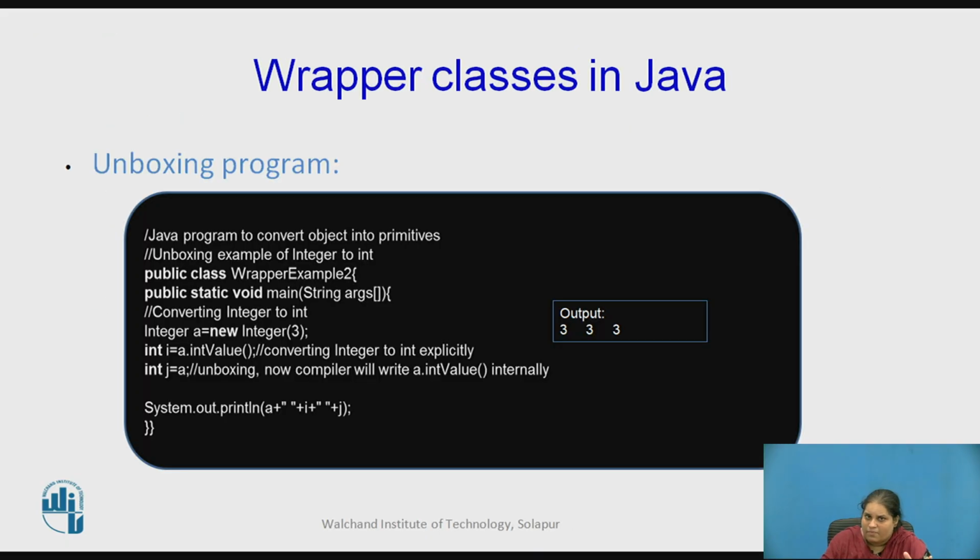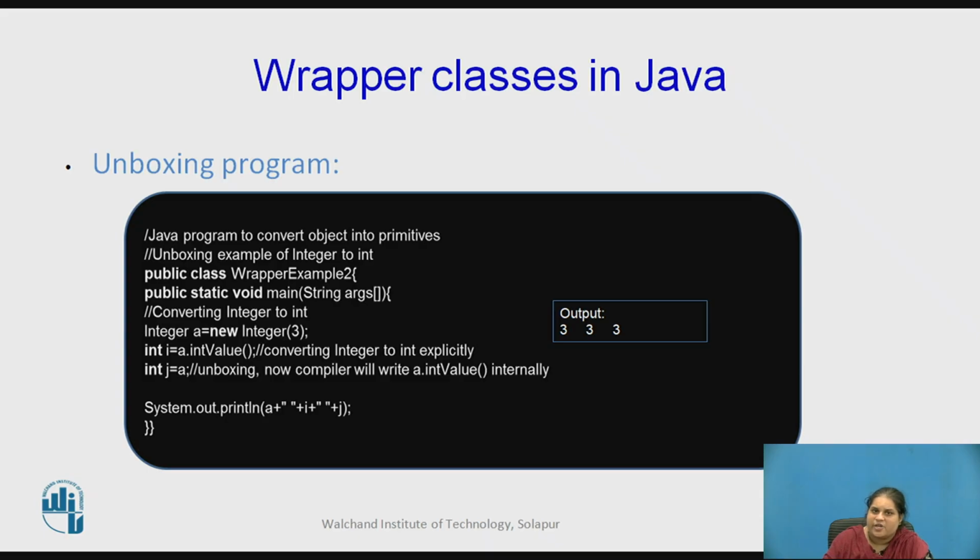Next is the unboxing program example. Here public class WrapperExample2, public static void main, the method declaration we are going to do. First of all we have the wrapper class, so Integer a = new Integer(3), we have passed 3. This is in the form of the wrapper class, and then we use the intValue method to convert this particular wrapper class into the normal primitive data types.